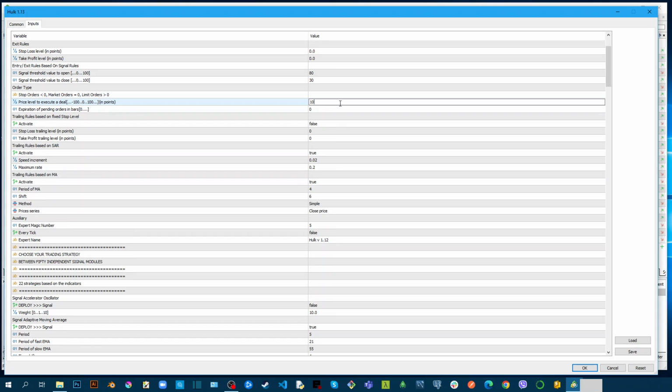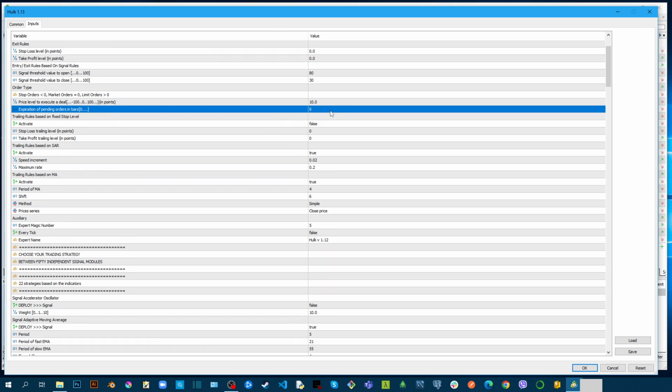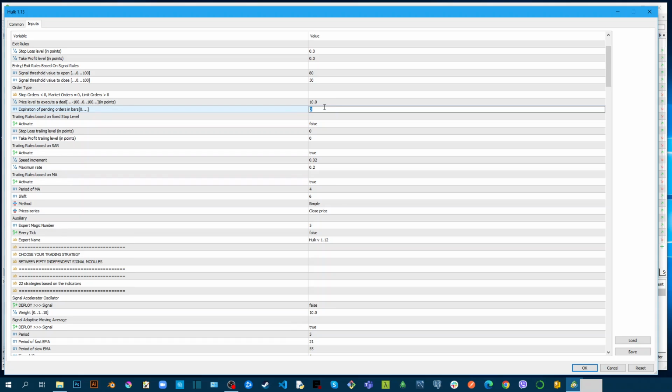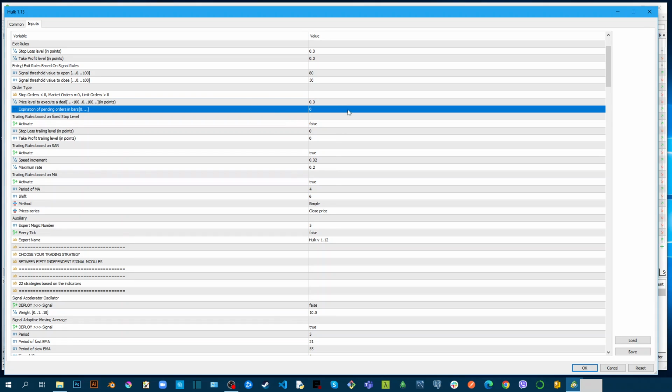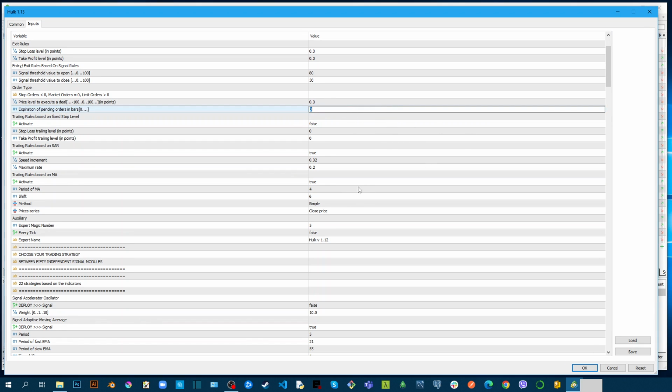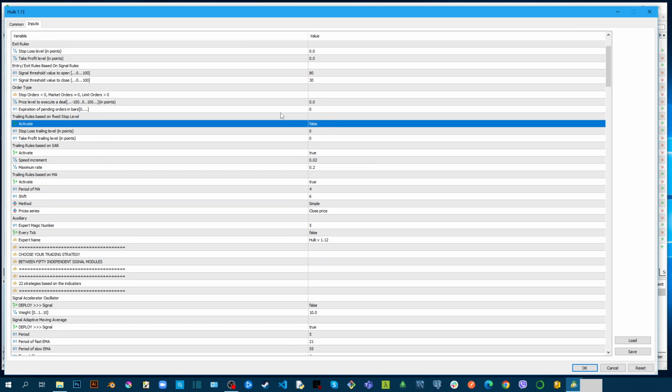If you, for example, use limit or stop orders, then you can choose after how many bars this order will expire. For example, if you are testing this expert on the H1 time frame, each bar means 60 minutes. So know that. If you are using market orders, then you don't need to use this input and simply leave 0 here, and this input will be inactive.